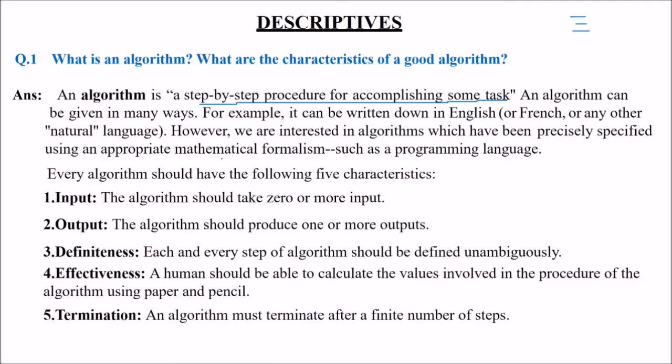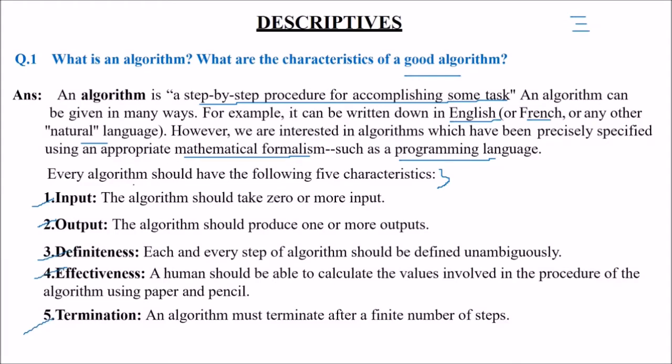An algorithm can be written or presented in many ways. For instance, it can be written in English, French, or any other natural language. But we are interested in algorithms which have been precisely defined using an appropriate mathematical formalism, such as a programming language. Every algorithm, because we have been asked what are the characteristics of a good algorithm, should have these 5 characteristics: input, output, definiteness, effectiveness, and termination.